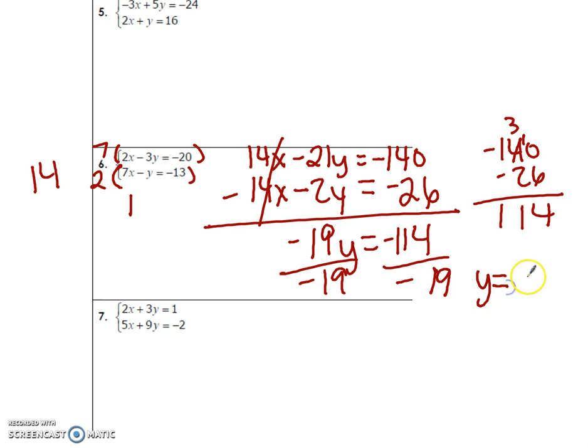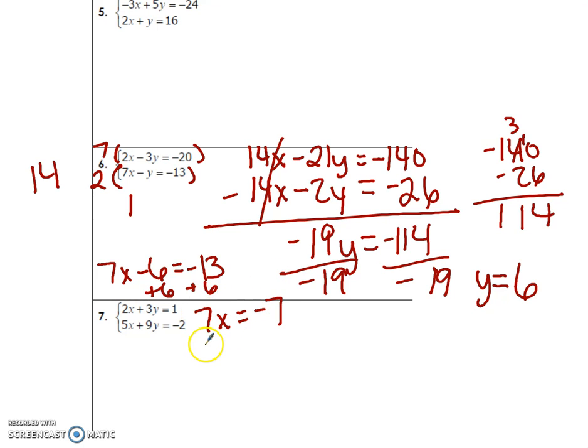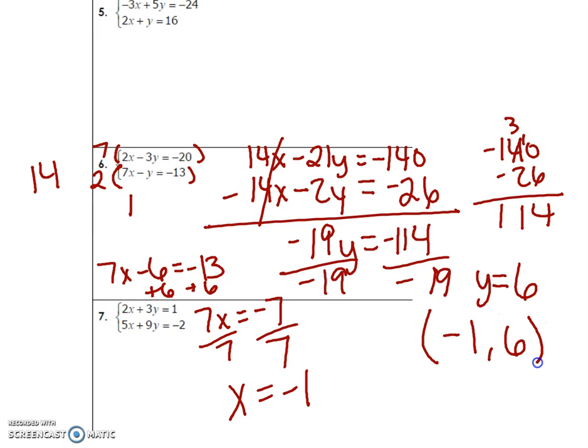y equals 6. Okay, plug it back in to an original equation. Let's use the bottom one. 7x minus 6 equals negative 13. So add 6 to both sides. So we get 7x equals negative 7. Divide by 7. And x equals negative 1. So our point for number 6 is negative 1, 6.